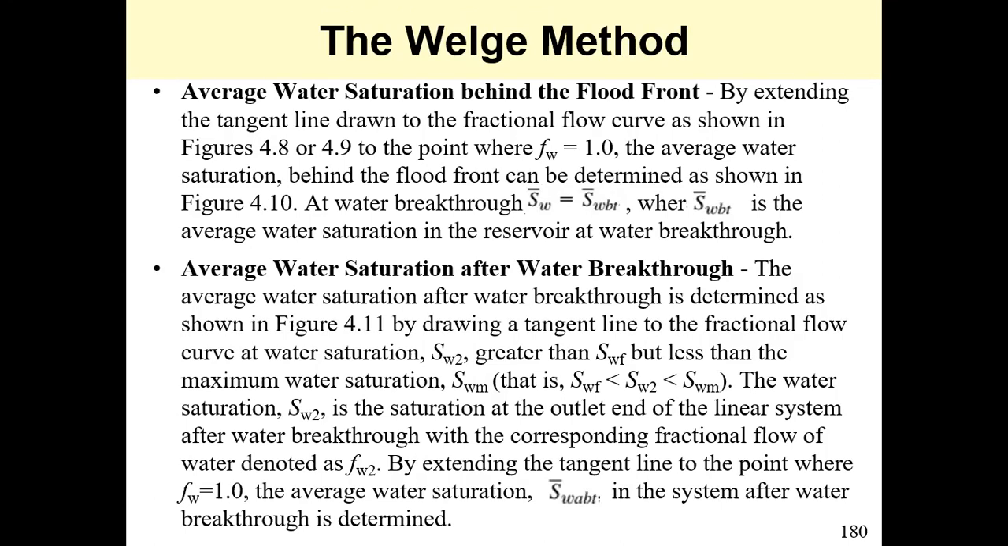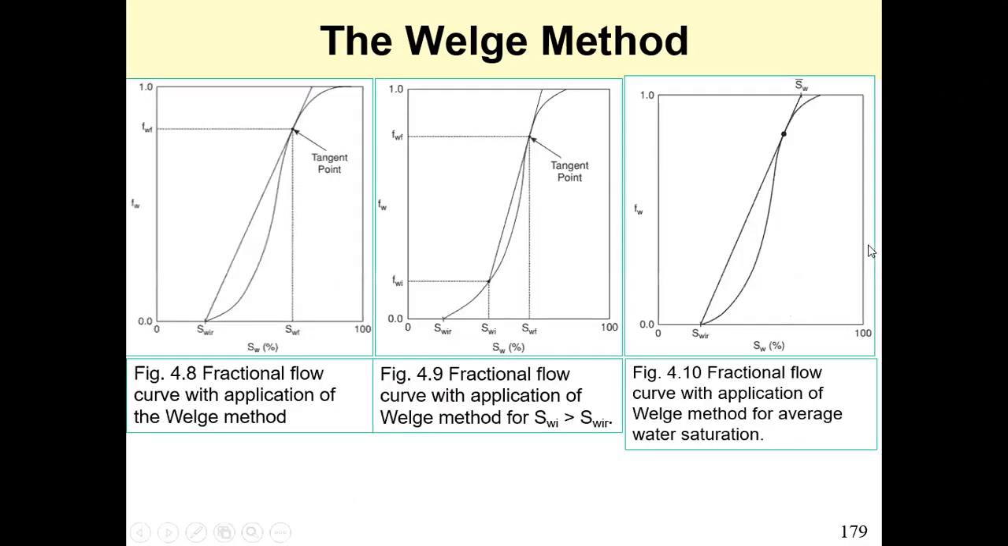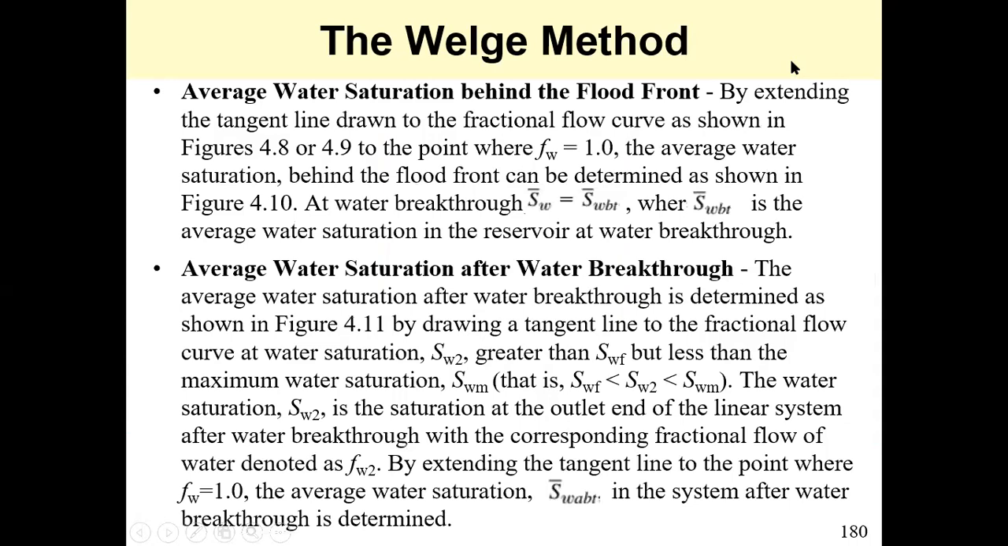Now, for the water saturation after breakthrough, let me go over this. Remember that this is the fractional flow curve. If you draw a line of tangent from the initial water saturation all the way to fractional flow of water equal to one, the tangent point will give you the shock front saturation, while the intersection with fractional flow of water equal to one gives you the average saturation behind the front. At breakthrough, this will also be the average saturation at breakthrough.